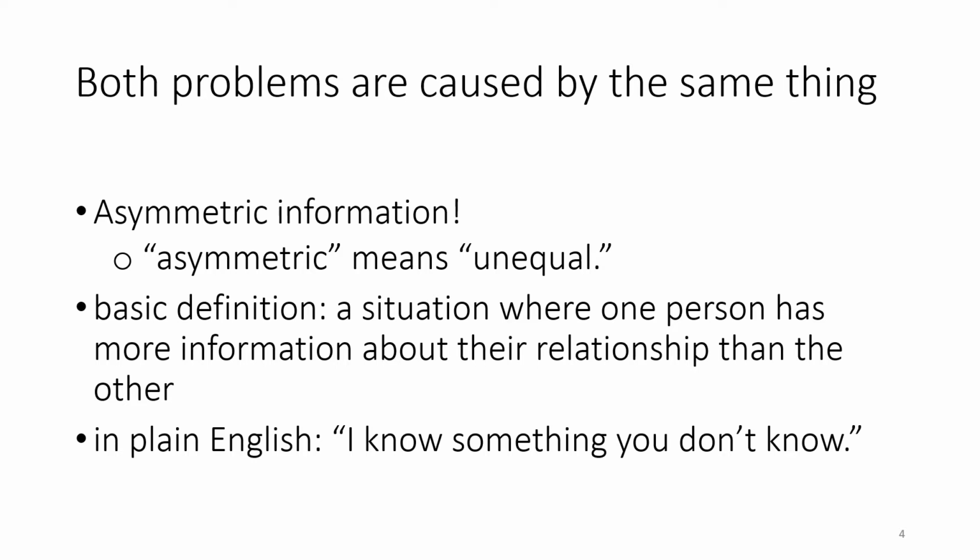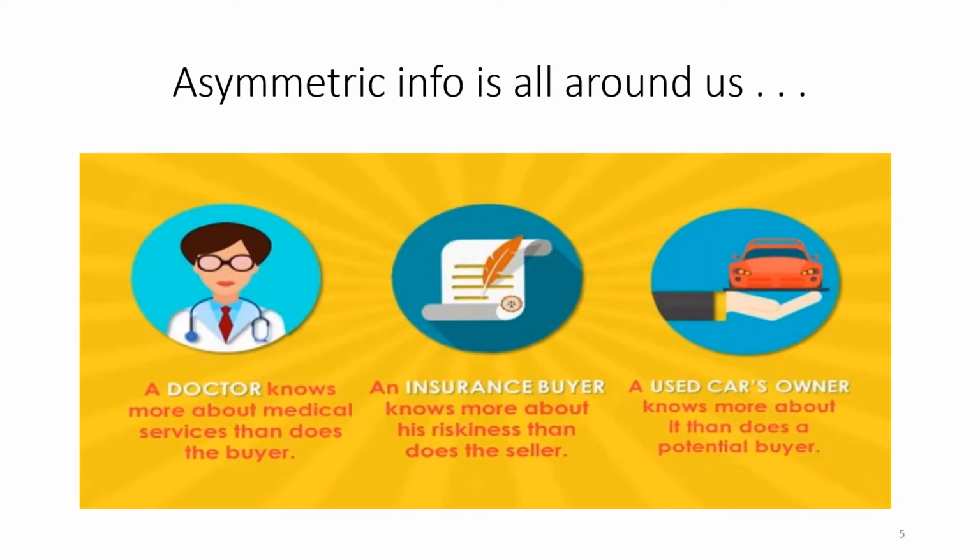Now, asymmetric is a fancy word, it's a lot of syllables. Basically, it means unequal. And in economics, a situation where asymmetric information is present relates to the situation where one person has more information about their relationship or their own behavior or their own characteristics than the other. In plain English, it means I know something you don't know. Now, that happens a lot in everyday life. For example, it happens in medical care. A doctor knows more about medical services, available treatments for you, and maybe even your own health than you do. That's asymmetric information. Right? She knows more than you do about your medical situation.